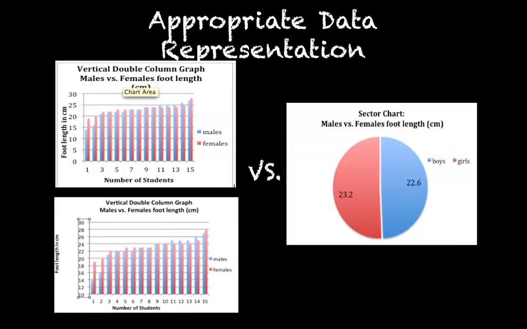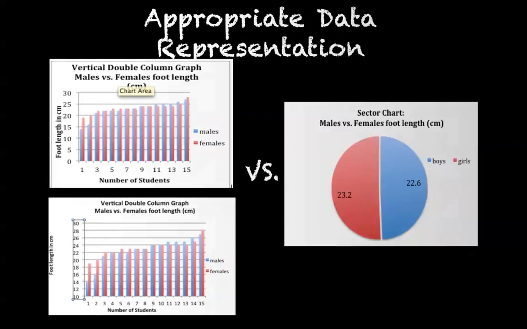A quick word on appropriate data representation. One thing to be wary of, for example, on the left-hand side of the page, at the top is an accurate representation of the data in a double column graph. However, as you can see in the one below, I have slightly altered the vertical axis. It no longer starts at 0, it starts at 10. This drastically alters the visual representation of the data. Versus the sector graph on the right hand side of the screen, which is difficult to alter and should always give a clear representation of the data accurately.